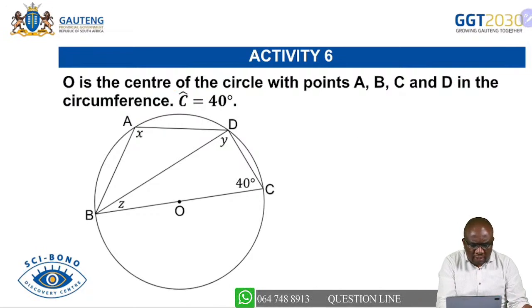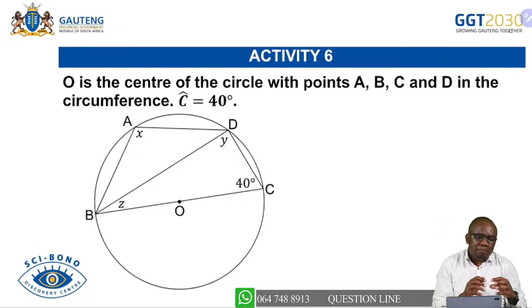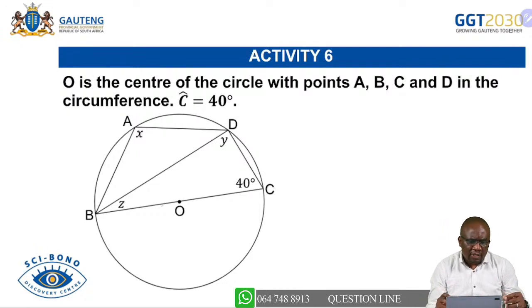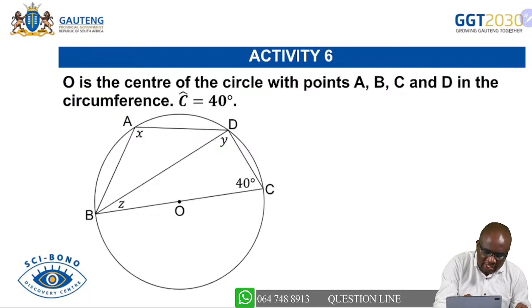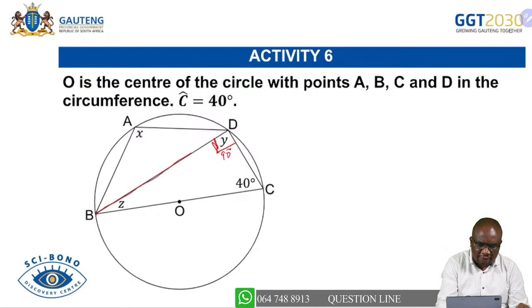So now O is the center and BC is passing through the center. So it means BC is the diameter. And then Y is subtended by that diameter, so it means Y is 90. This is interesting because now we're going to be able to find Z because there are angles in a triangle. Do you see that? So we can find Z now. So it means Z is going to be 50 degrees.